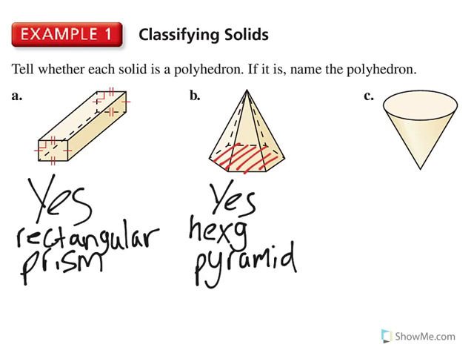I think I missed an A in there actually. Hexagonal pyramid. I'm sorry, this one's not a prism. This one is a pyramid. So it is a hexagonal pyramid.